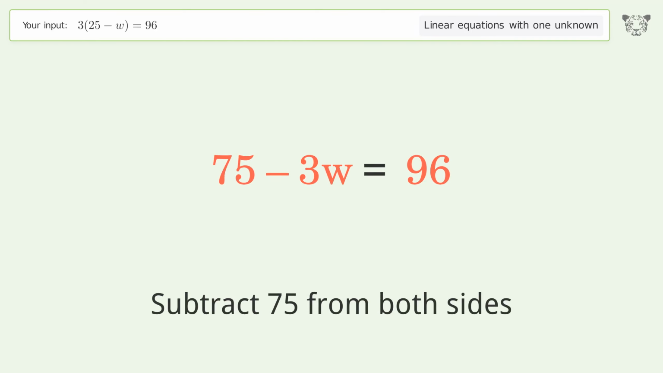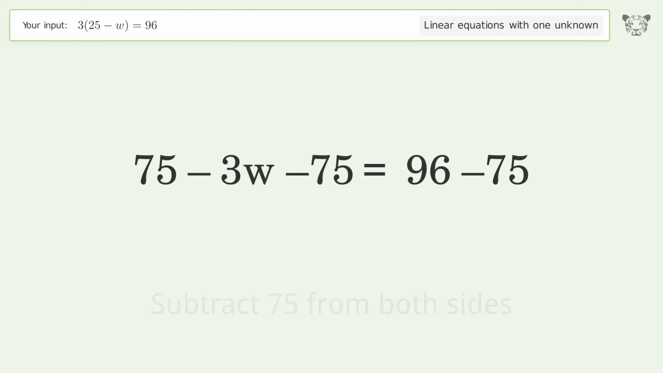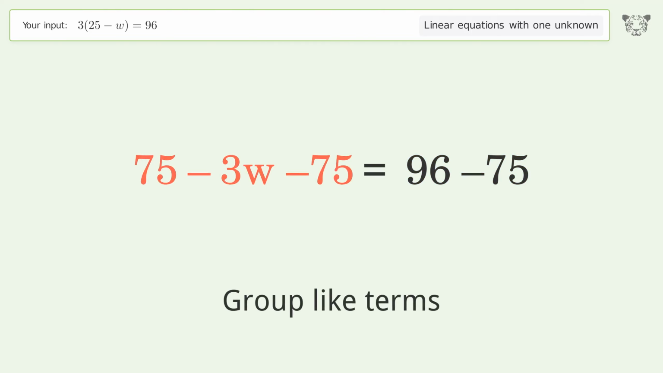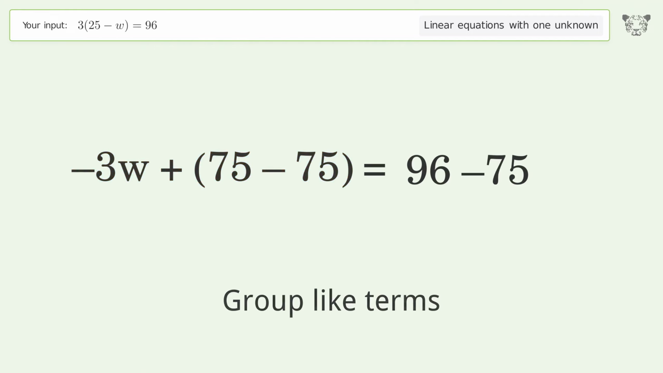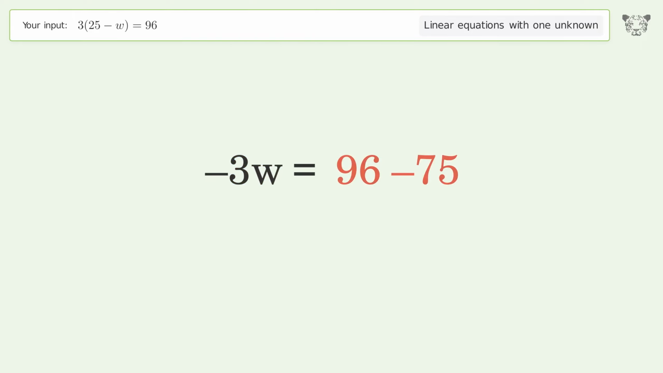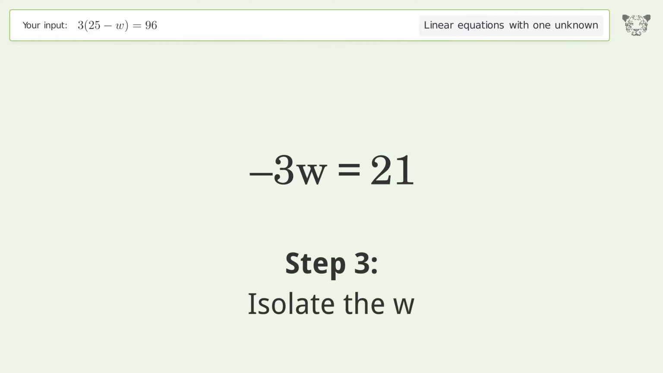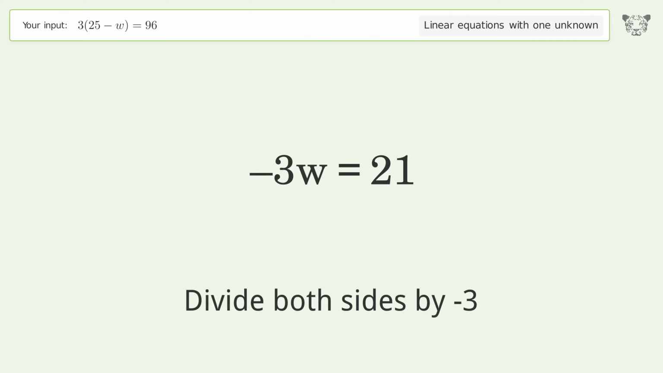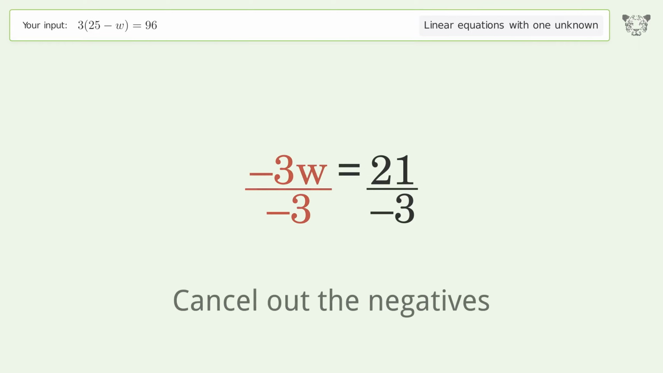Subtract 75 from both sides. Group like terms. Simplify the arithmetic. Isolate the w. Divide both sides by -3. Cancel out the negatives.